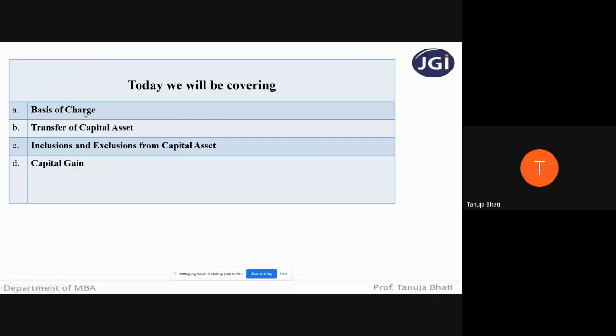Okay. So today we saw basis of charge. Can anyone tell me what is the basis of charge under capital gains? When will you tax a particular income under capital gains? What is the base for that? When will you tax any income under the head capital gains?